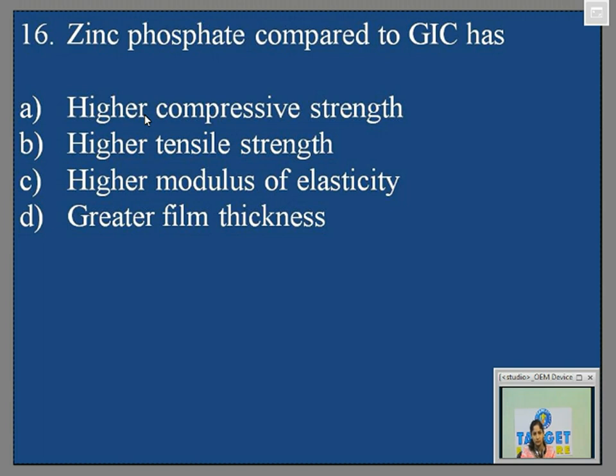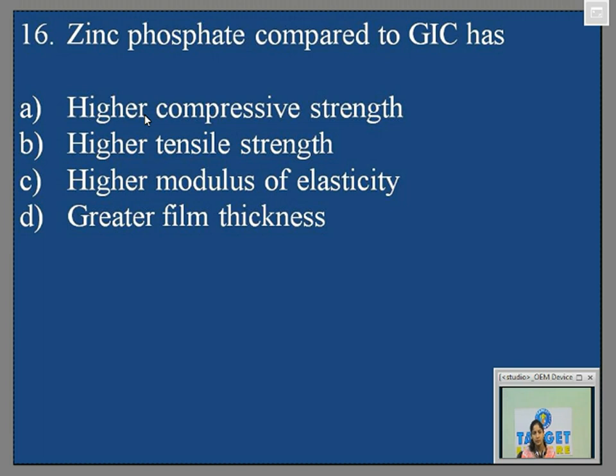Then the tensile strength. The tensile strength of zinc phosphate is 5.5, and the tensile strength of GIC is 6.6 megapascal. So the tensile strength is also higher for GIC. Yes, I will repeat. Compressive strength is 104 for zinc phosphate, 150 for GIC, that is 104 and 150 megapascal. Tensile strength is 5.5 for zinc phosphate, 6.6 for GIC, megapascal.